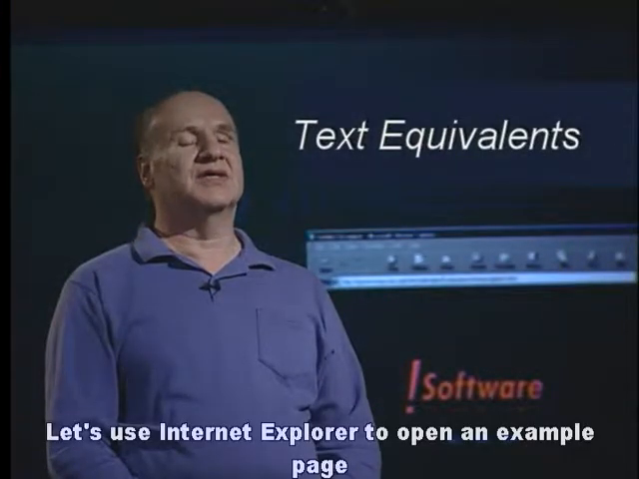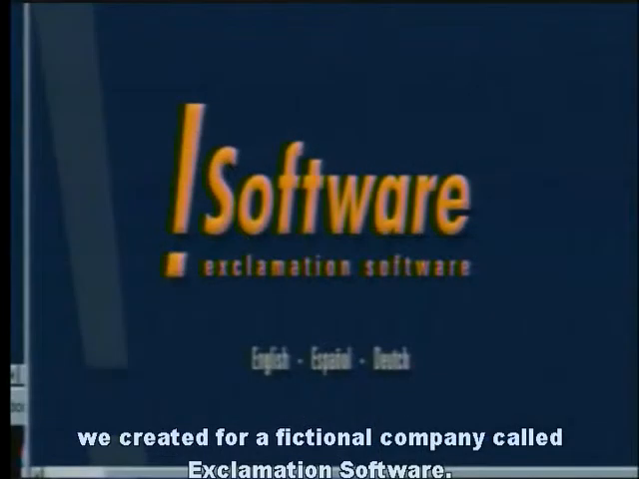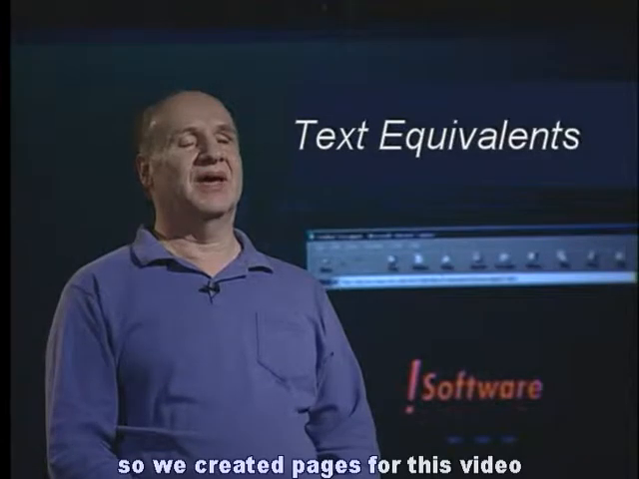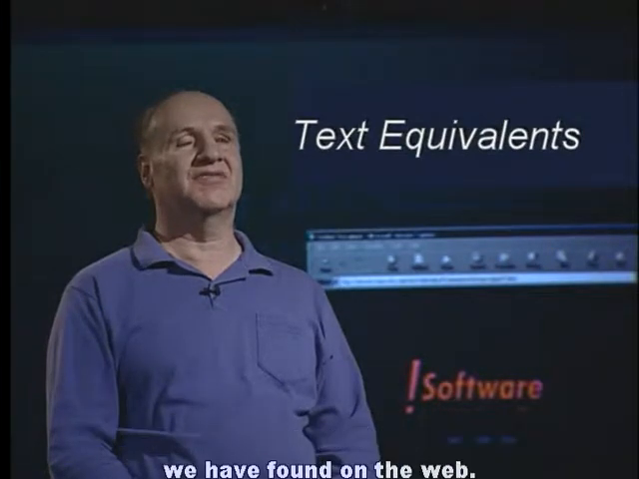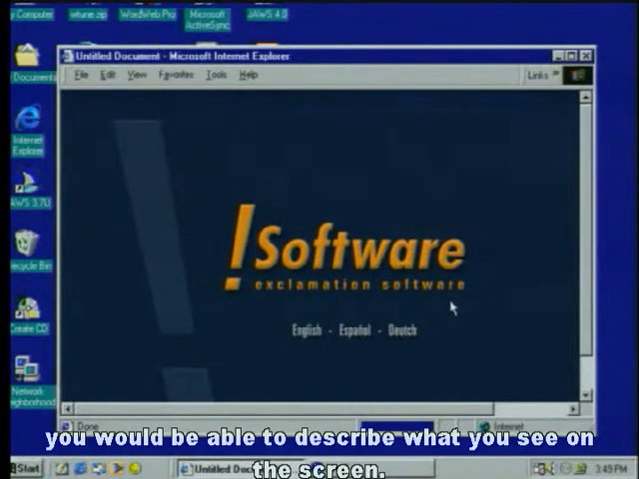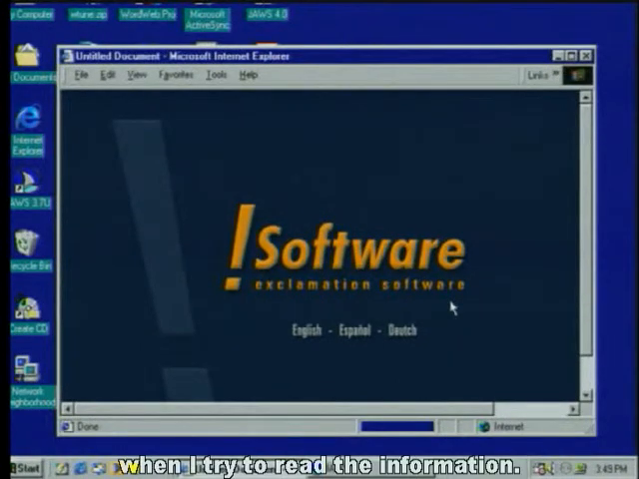Let's use Internet Explorer to open an example page we created for a fictional company called Exclamation Software. We didn't want to pick on specific companies with problem websites, so we created pages for this video that illustrate some of the problems and solutions we have found on the web. If you were sitting here beside me, you would be able to describe what you see on the screen. But listen to what the screen reader says when I try to read the information.